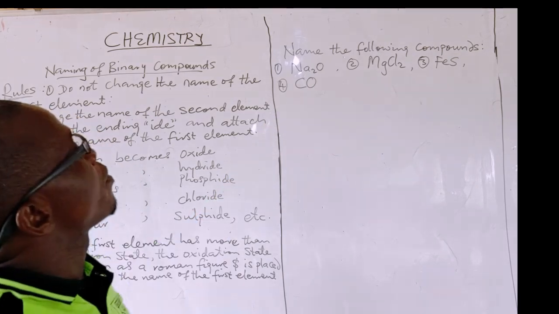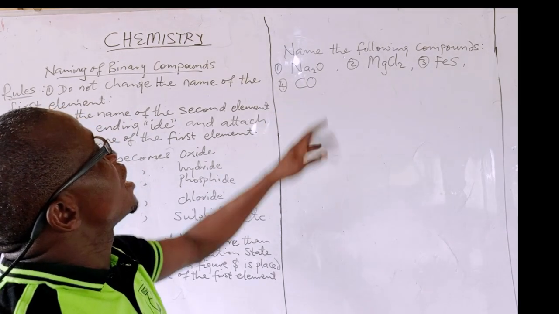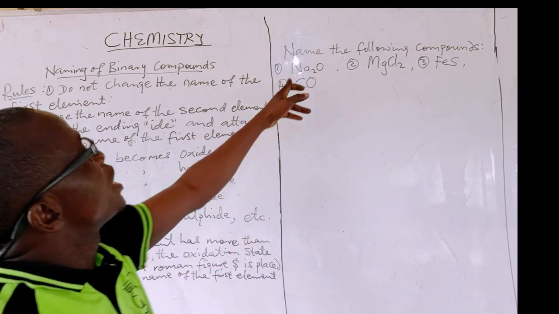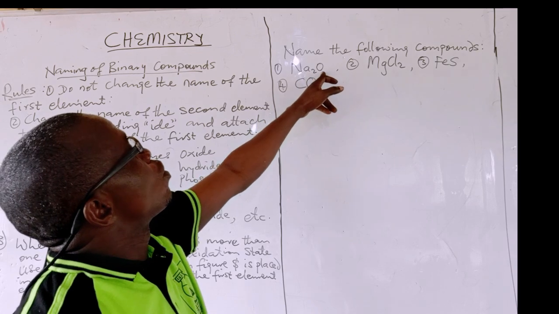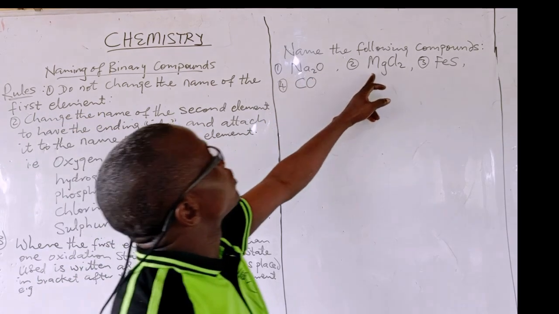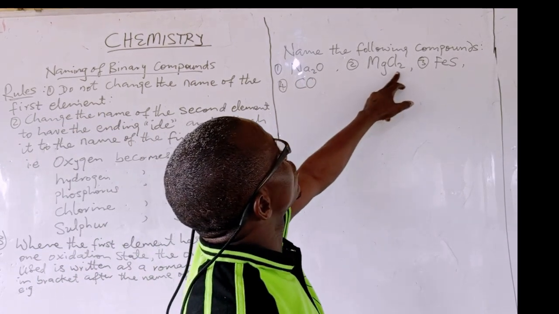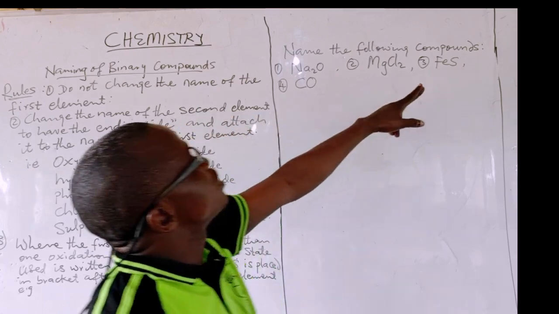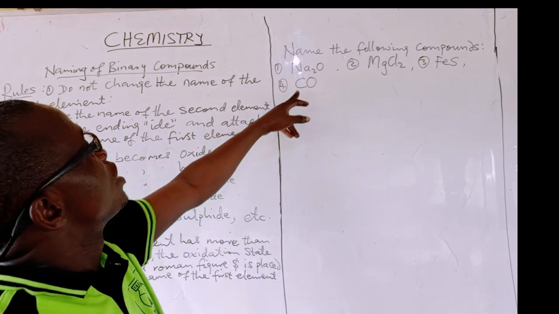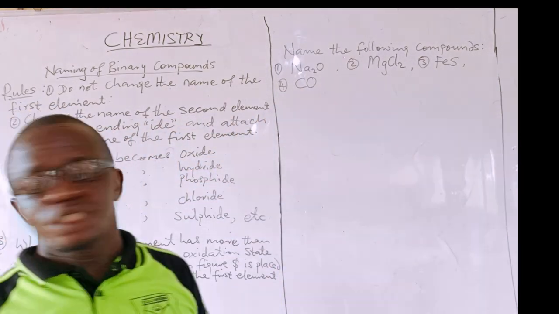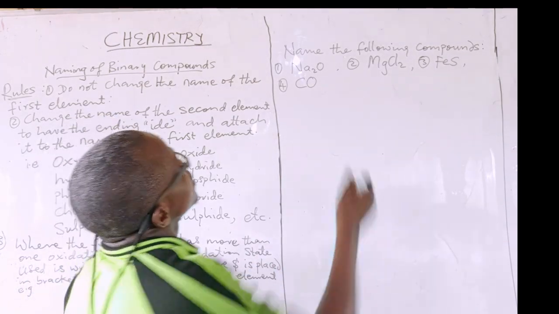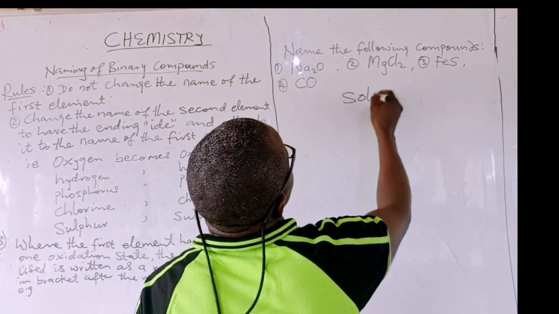The first compound is Na2O. The second compound, MgCl2. The third, FeS. The fourth, CO. Now, in trying to solve this, let's see how it goes.